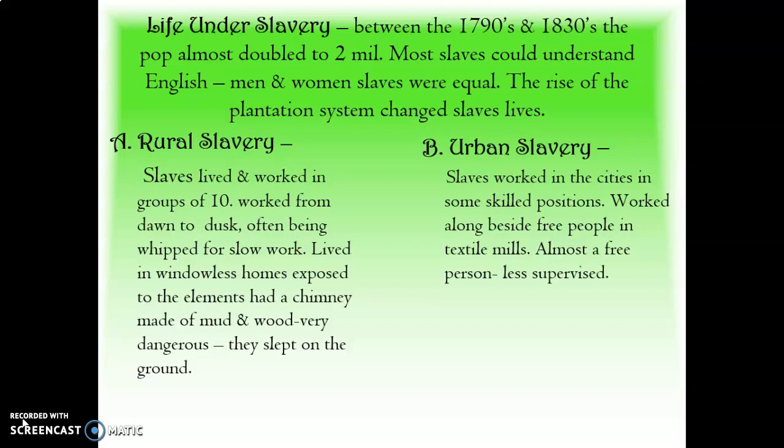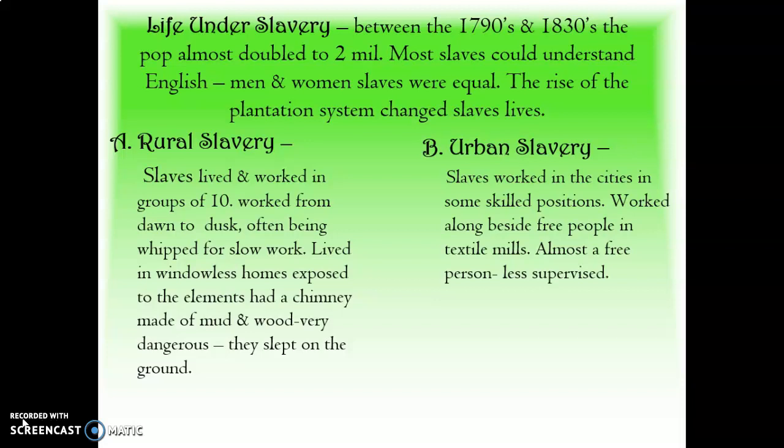Urban slavery. These slaves worked in cities, and some worked in skilled positions. They worked right beside free people and in the textile mills, and they were almost free themselves. They were less supervised, and they would typically go home to their master.